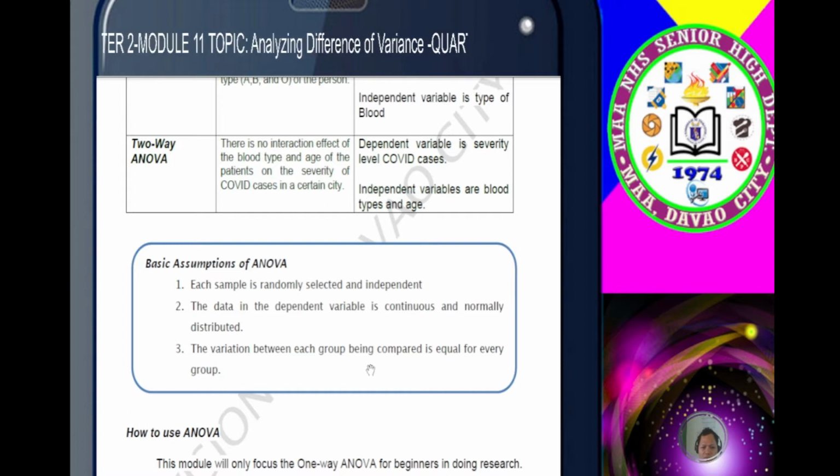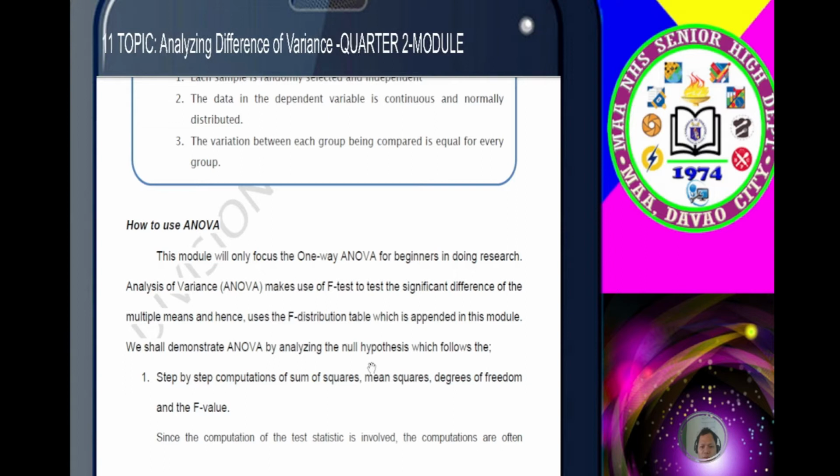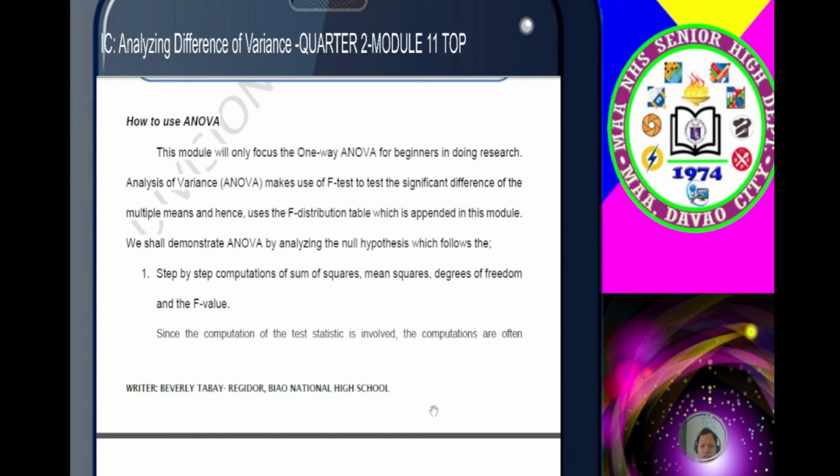Okay, so here is how to use ANOVA. This module only focuses on one-way ANOVA for beginners in doing research. Analysis of variance makes use of the F-test to test a significant difference of multiple means, and hence uses the F distribution table, which is in the appendix of this module. We shall demonstrate ANOVA by analyzing the null hypothesis.